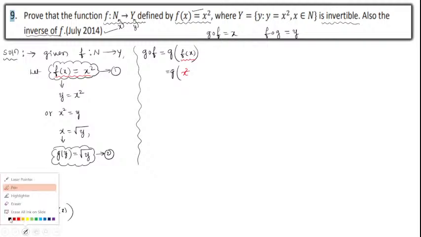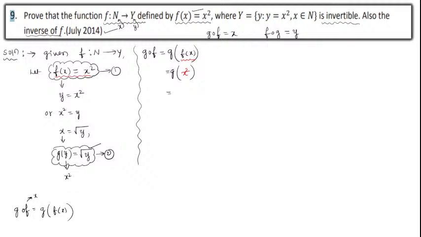In the next step I will write that is equal to g of x square. See, we already have g of y equal to root y. So in place of y you have to write x square, so g of x square. Clear? In g of y, in place of y you have to write x square, because we need g of x square, that is, in the y place you have to write x square.